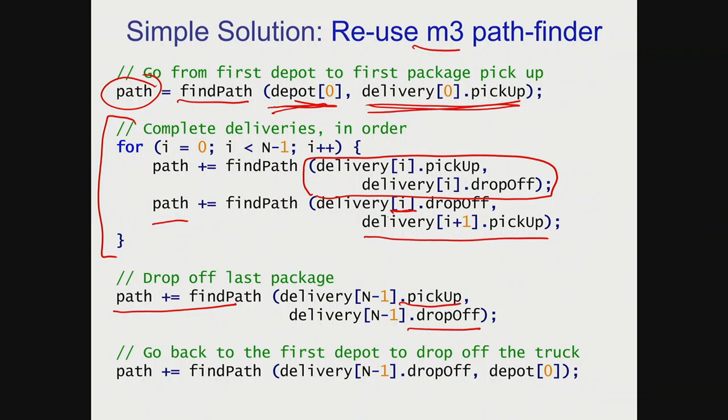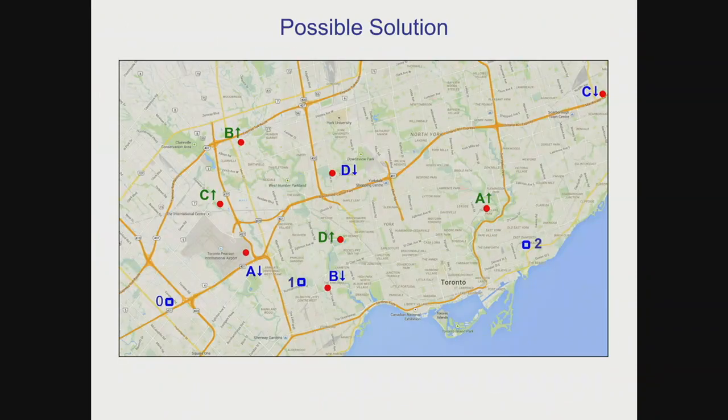And now I need to return my truck. I picked it up from depot 0 up here, so I want to go from my last drop-off to depot 0. So I just call find path over and over again. I didn't actually do any real optimization here. Whatever order you gave me the deliveries in, that's the order I'm going to make them. So everybody understand this simple algorithm? If you have M3 working, you can get this going really fast.